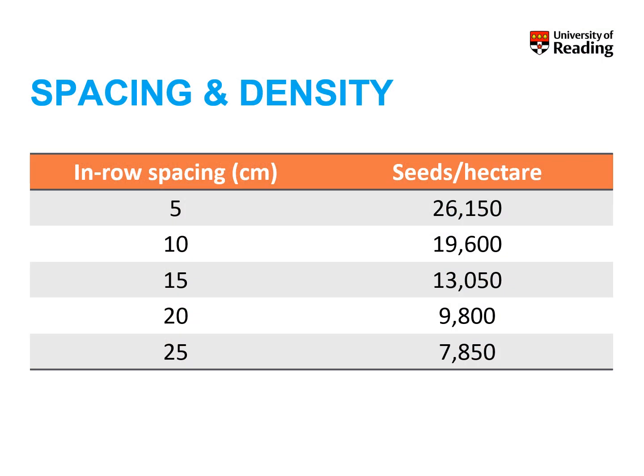And just to give you an idea of the spacing and density requirements of the crop, if you've got very small in-row spacing, obviously you have a much higher seeds per hectare requirement, and vice versa. So with very wide spacing, you have a lower seeds per hectare.